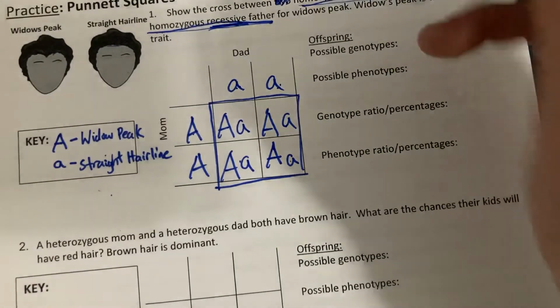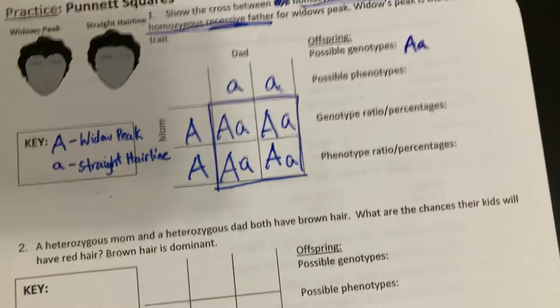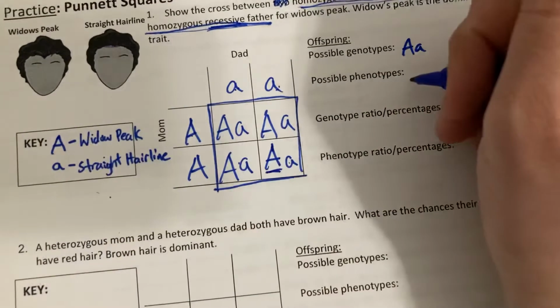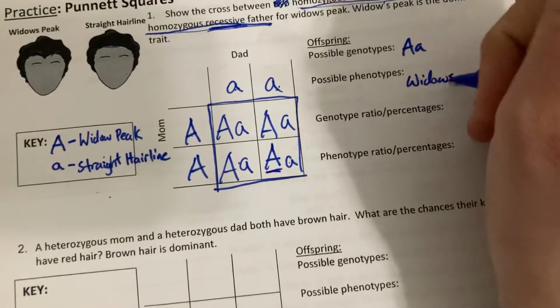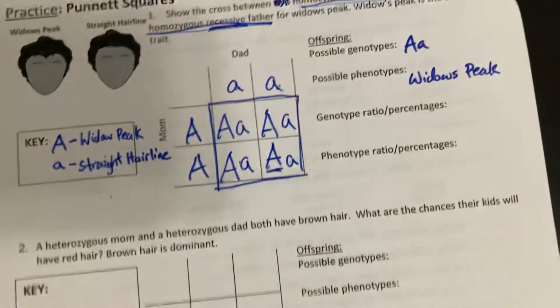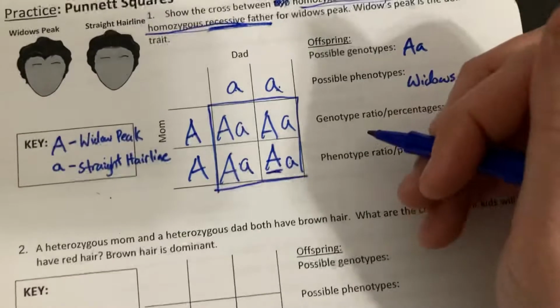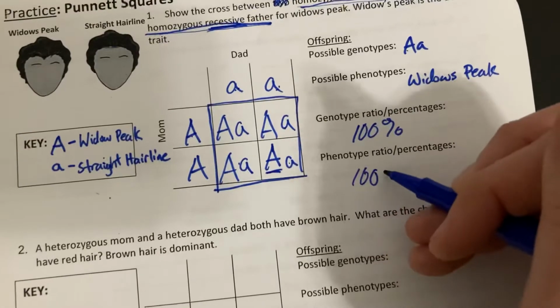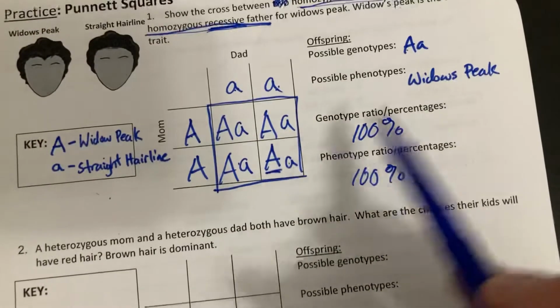So for the possible genotypes, there's only one, big A, little a. Possible phenotypes, well, if you have the dominant allele, you're automatically going to have the widow's peak, right? So what are the percentages? Well, 100% of having big A, little a. Phenotype percentages, 100% of having, all right, widow's peak.